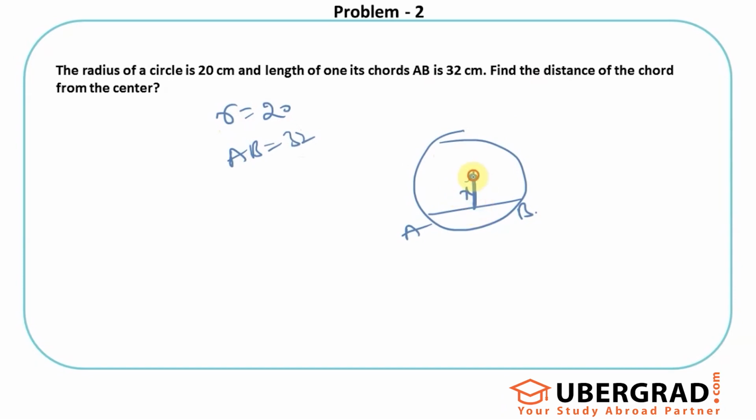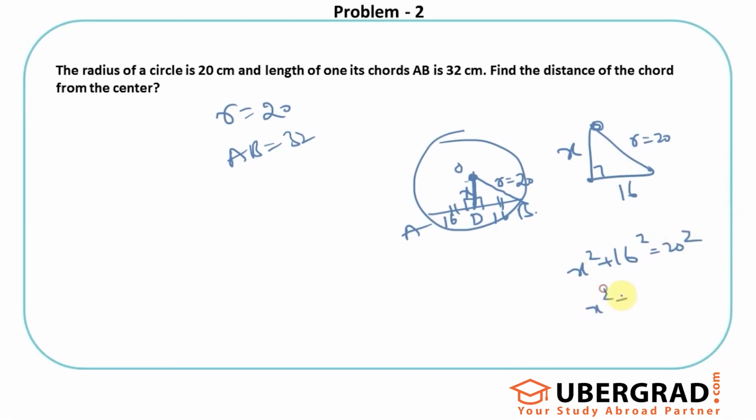As I said, the line joining the center and the chord will be the perpendicular bisector, cuts into 2 equal parts. So the chord length is 32, so AD is 16 and this is 16. What about OB? That's the radius that's given to be 20. So finally it will turn out to be a right angle triangle. This is the radius 20. This is half the chord length 16, and this is x that I need to find, the distance between the center and the chord. X square plus 16 square is equals to 20 square.